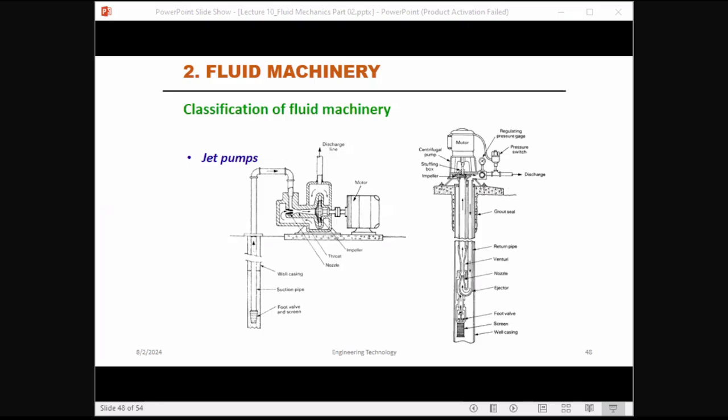According to the low pressure area, it draws in additional fluid. Okay, creating a low pressure area that draws in additional fluid.